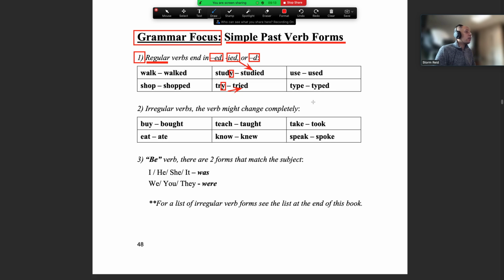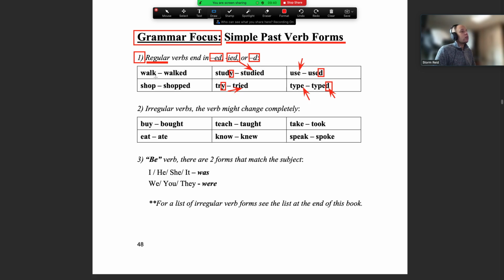The other one is if the word ends in an E, you see this ends in an E, then we will change from simple present to simple past by using just a D, all right? We just add a D to the end of the word. Use, used, type, typed, okay?